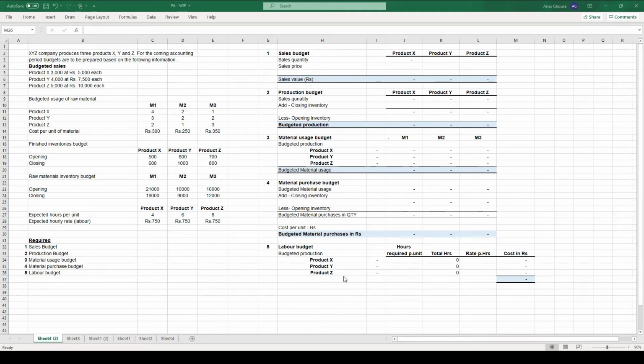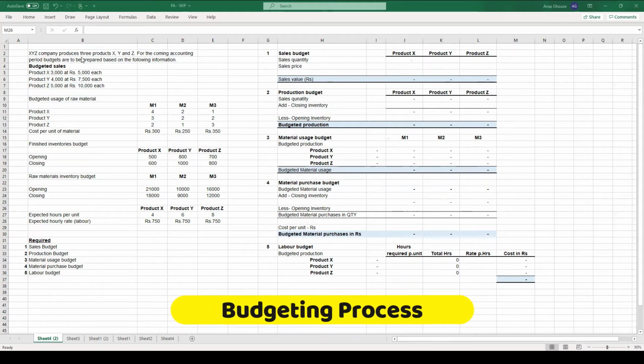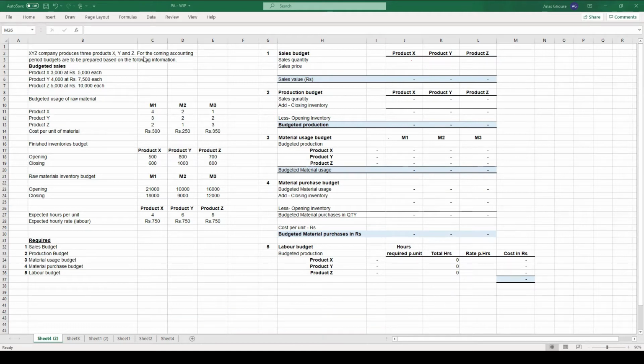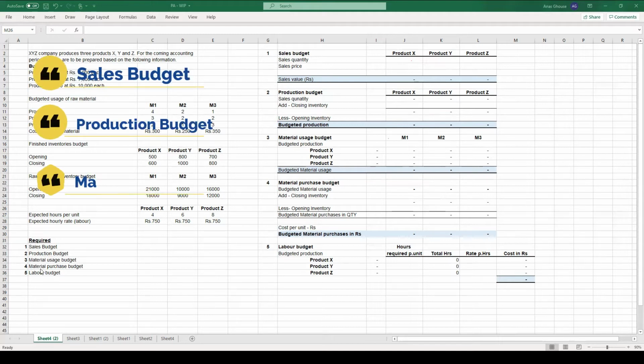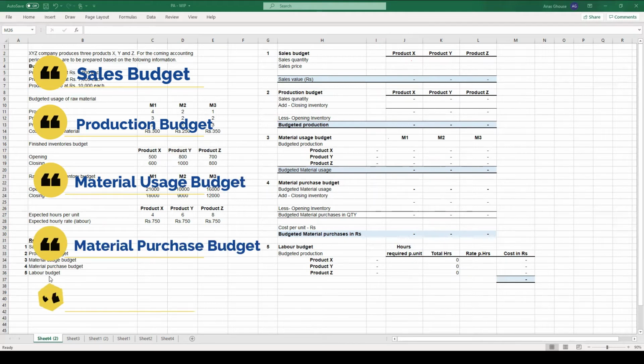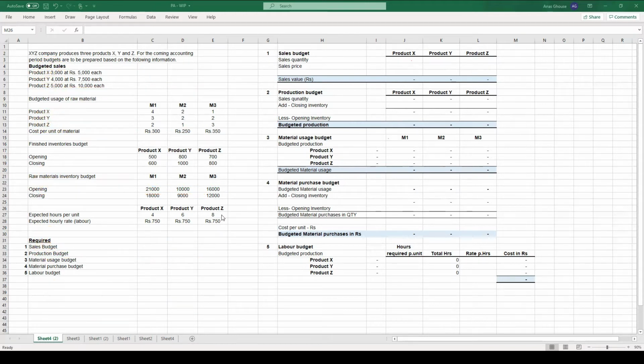Now let's move on to this particular question. XYZ company produces three products X, Y, and Z. For the coming accounting period, budgets are to be prepared based on the following information. So you are given a set of information. Based on that, you need to prepare the sales budget, production budget, material usage budget, material purchase budget, and labor budget. These budgets are to be prepared based on the given information.